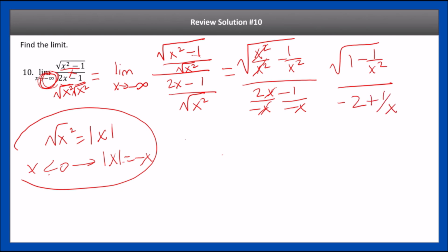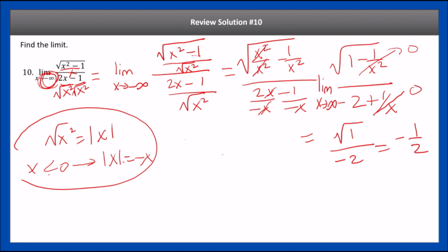Right, and that's what we're talking about. And of course, we got to do the limit as x approaches infinity, which I forgot to write, but there it is. Then if we plug in infinity, this goes to 0, and this goes to 0. And so we're left with square root of 1 over negative 2, which is negative 1/2. There you go. So as x approaches negative infinity, this becomes negative 1/2.